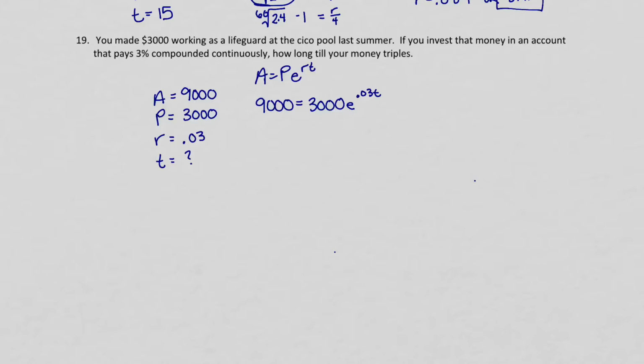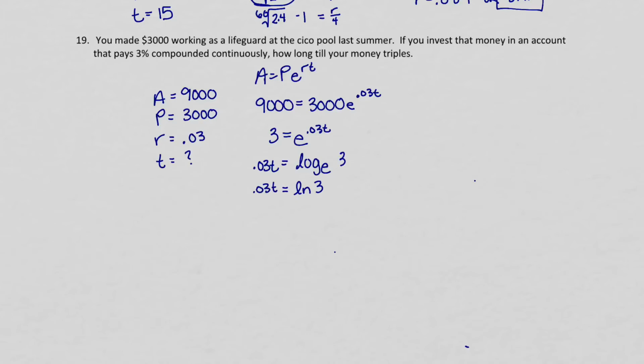So we need to get that variable out of the power, but first I have to get the E to that power by itself. So I'm going to divide both sides by 3,000, so I get 3 equals E to the 0.03T. And to get a variable out of a power, we have to log both sides. And if I log this side, it is log base E of 3 equals 0.03T. Log base E is the same thing as saying natural log of 3.